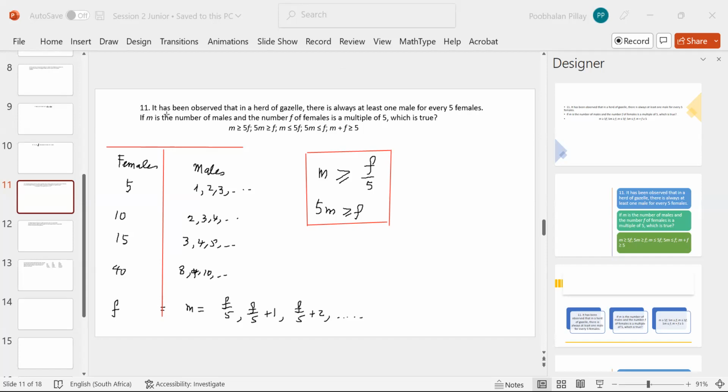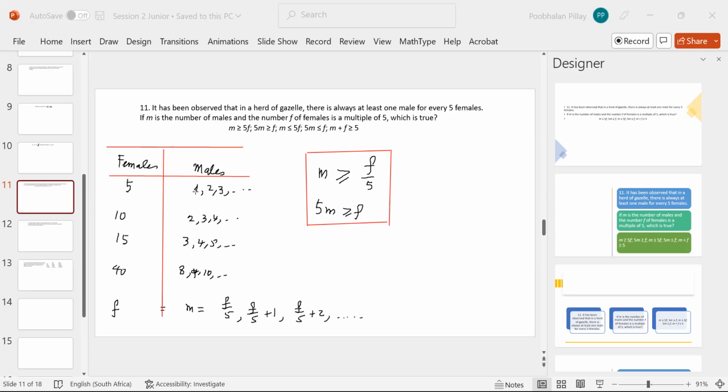Number 11. It has been observed that in a herd of gazelle, there is always at least one male for every 5 females. I just want to understand that. For every 5 females, there is at least one male. So I'm going to draw a table here to understand this. Let me just take 5 females. Whenever I have 5 females, there is at least one male.